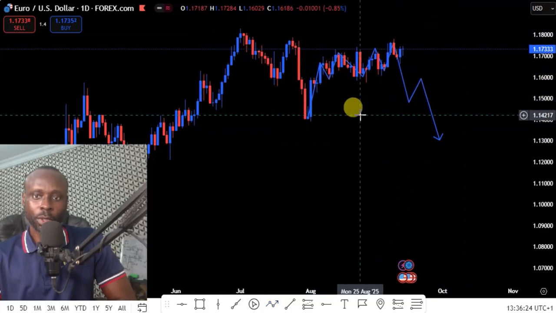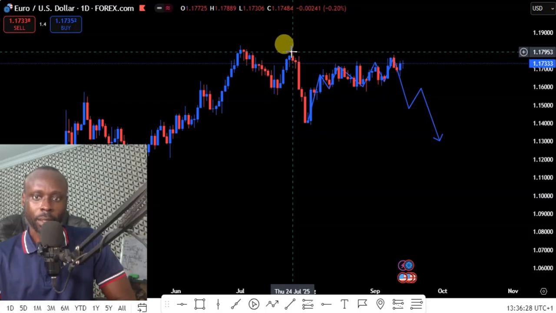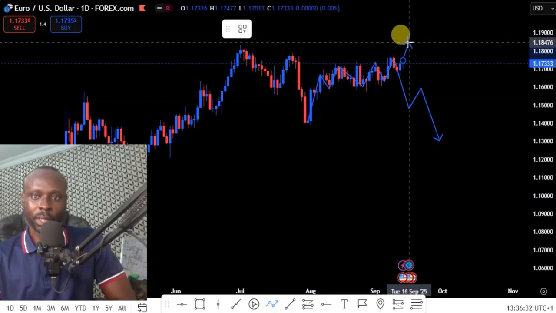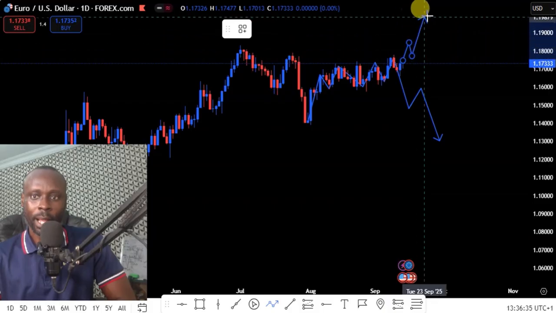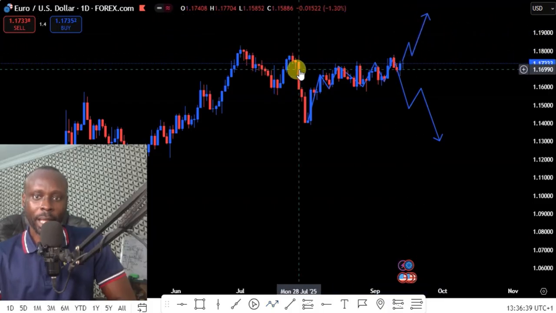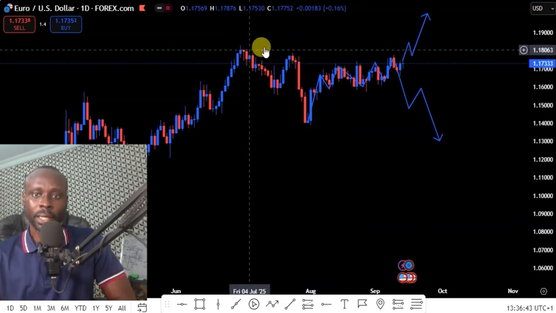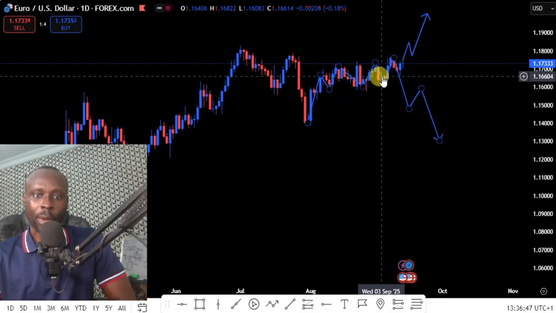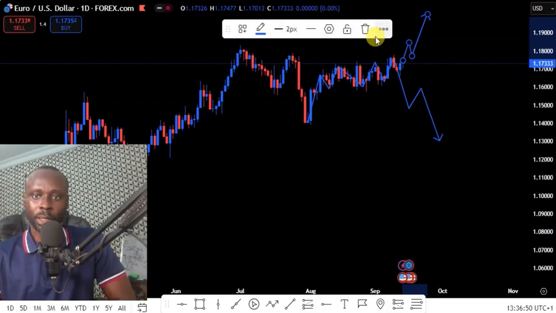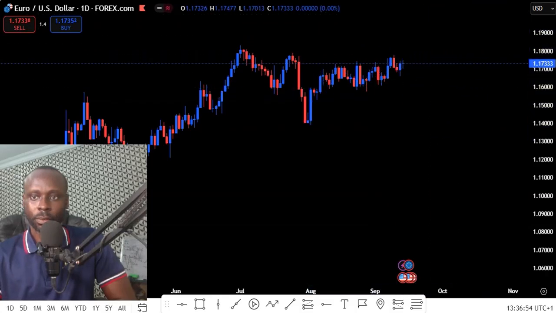For the buying opportunity, we need price to break out of this lower high, then wait for a retest to buy to the top. So for now, we need to stay out of the market and expect price to clear these levels I just spotted. Once we see price clearing out of these levels, we can start looking for our selling and our buying opportunities. So let's look at the weekly chart of the Euro USD.